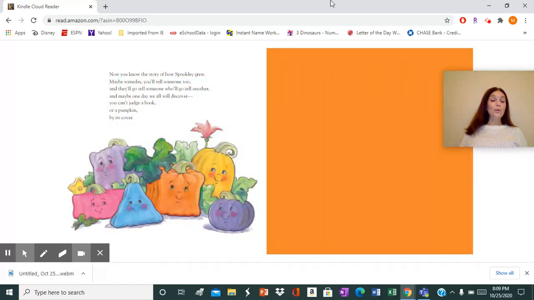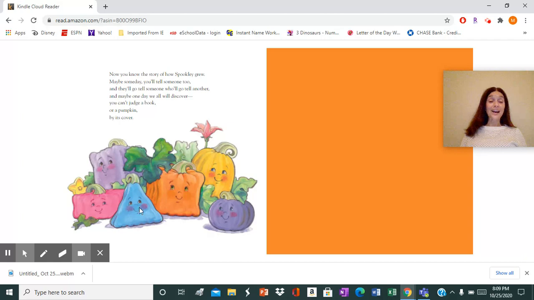Now you know the story of how Spookley grew. Maybe someday you'll tell someone too, and they'll go tell someone who'll go tell another, and maybe one day we will all discover you can't judge a book or a pumpkin by its cover. So in the end, we learned that it's okay to be different, and what really matters is what's on the inside.